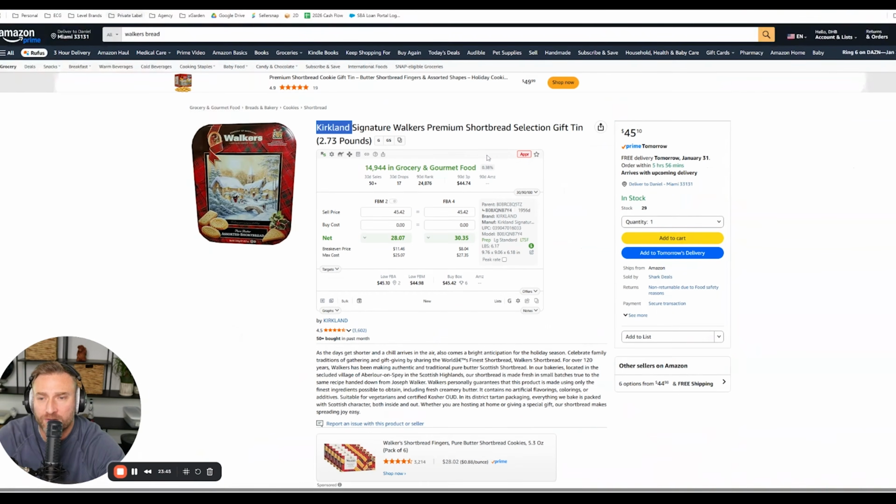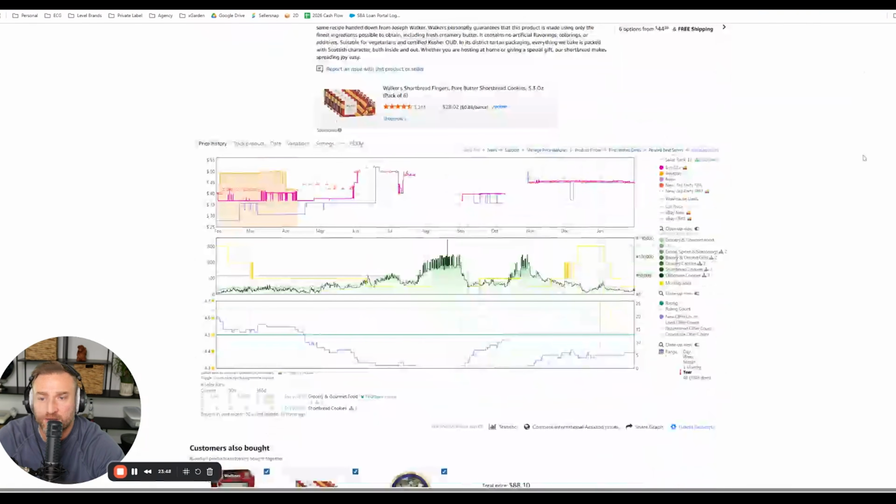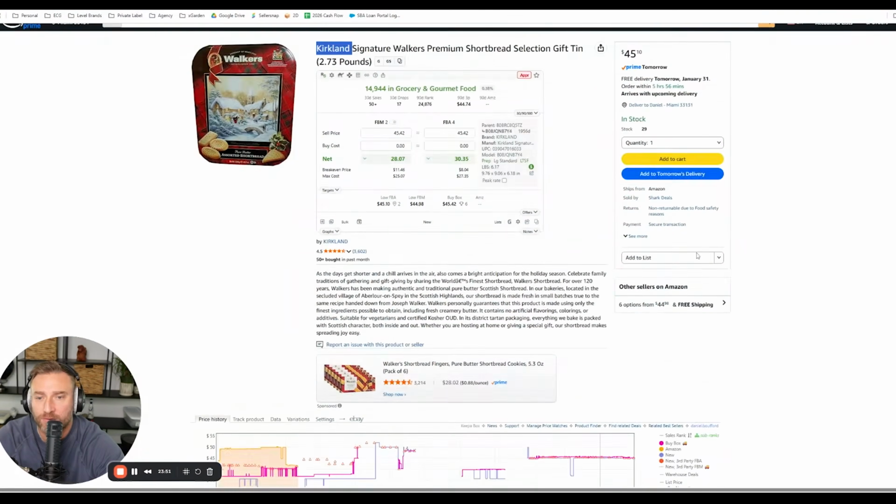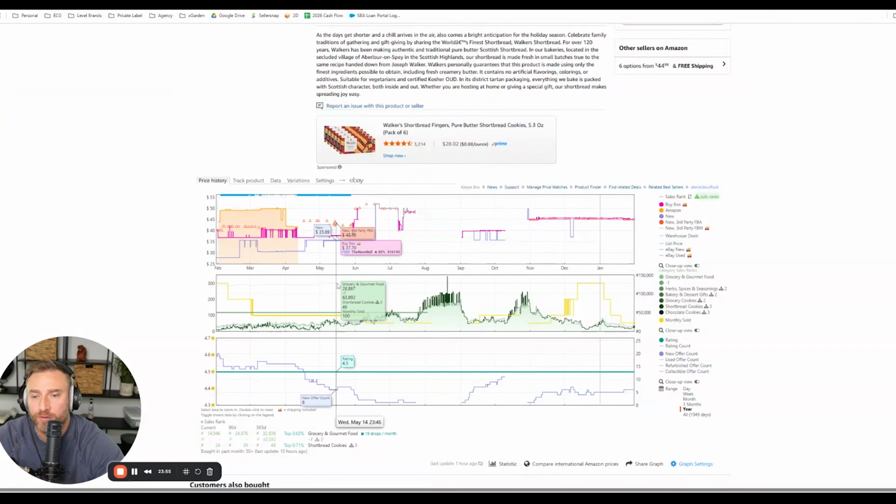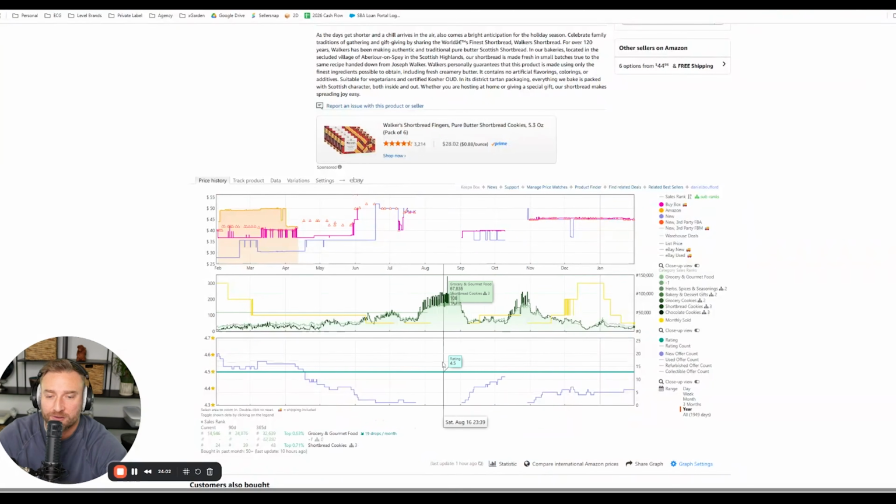Moving on, this says Kirkland. So this is an arbitrage item, knowing that this was sourced from Costco. Let's see, sold pretty well, pretty high price. Pretty much everyone sold through by July. It was totally out of stock, probably because Costco didn't carry it during several of these months. And then there's a nice surge in sales.